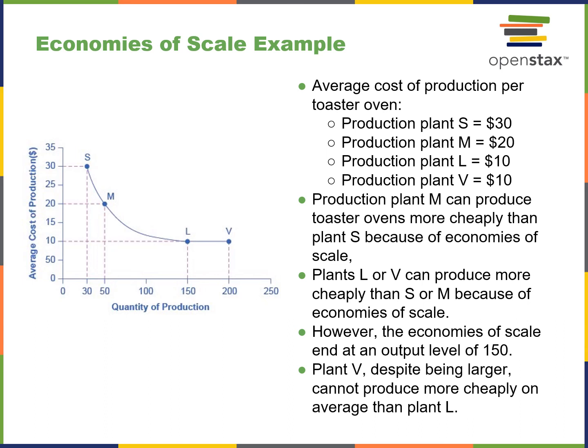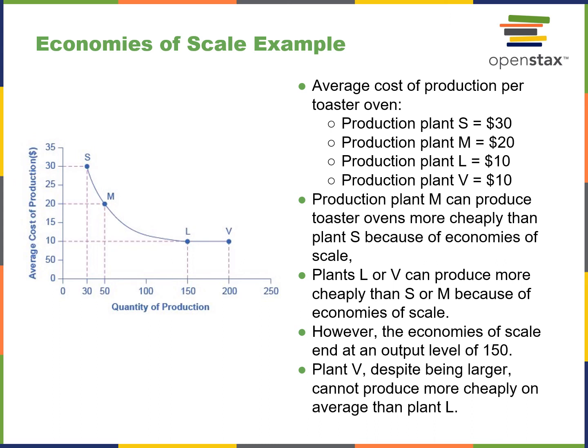And so, production plant S can produce 30 units at a cost of $30, M can produce 50 at 20, and L can produce 100 at 15, and V can produce 200 at the same $10 number.